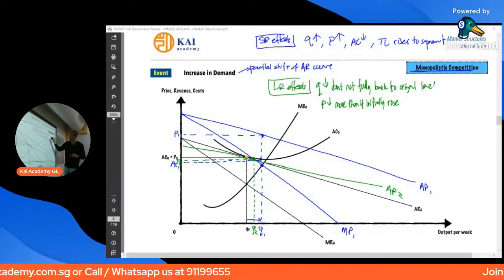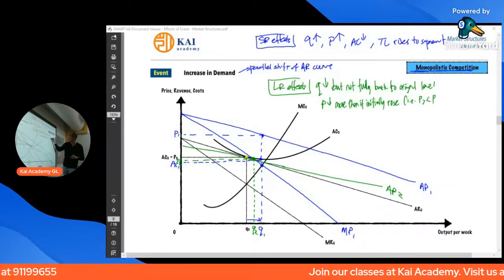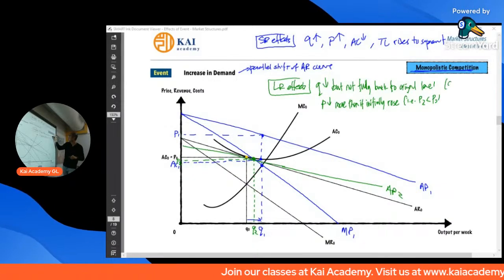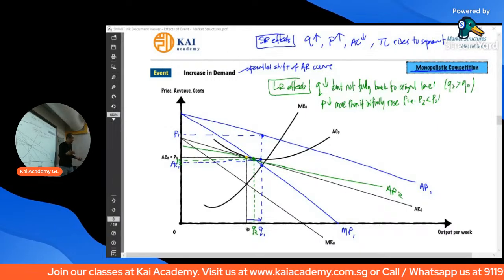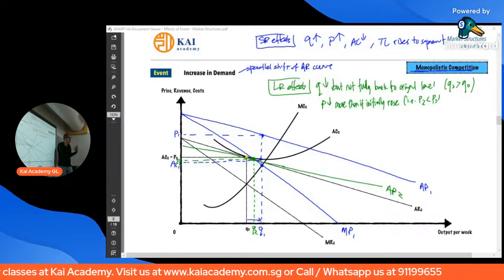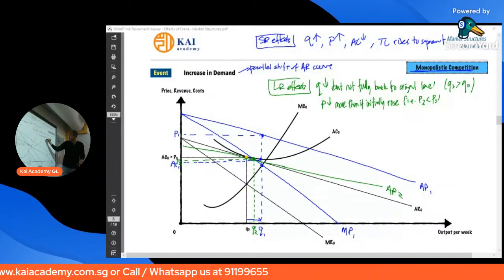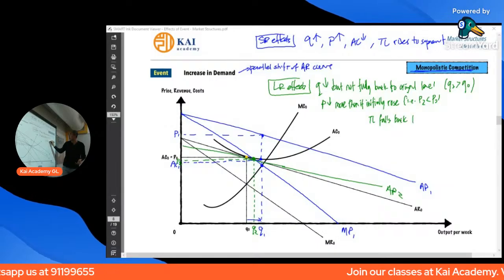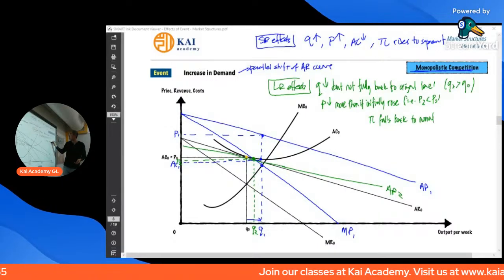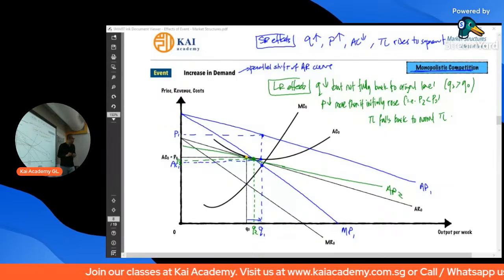right? So P2 is lower than P0, whereas Q2 is still higher than Q0. But that has to be, right, in order for you to sell more quantity, you must have an even lower price. Then profit falls back to normal profits. Profit goes back to normal level.